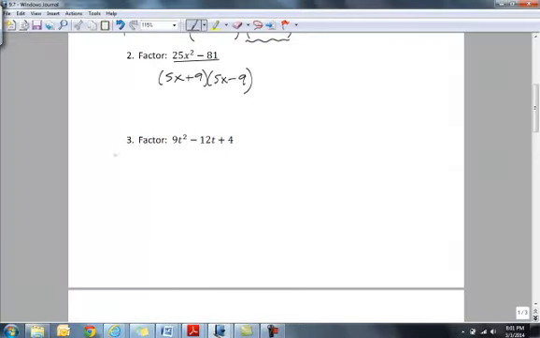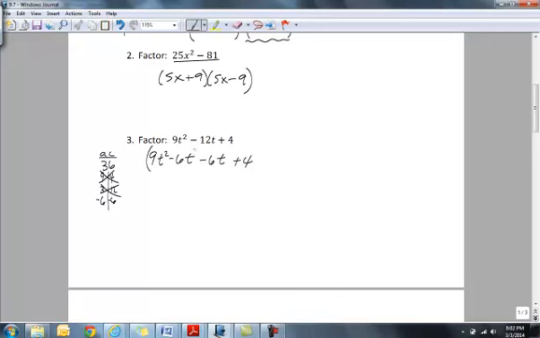I have a little more room over here. So the first thing we're going to do is find AC. So AC is 9 times 4, that's 36. So we've got to figure out which numbers multiply to be 36 and add up to be negative 12. So, you know, there's 9 times 4, those add up to be 13. There's 3 times 12, those add up to be 15. We're looking for negative numbers anyways. 6 times 6 is 36, and they add up to be 12. So if I just go negative 6 times negative 6, that's going to work. So splitting the middle, I get 9t squared minus 6t minus 6t plus 4.